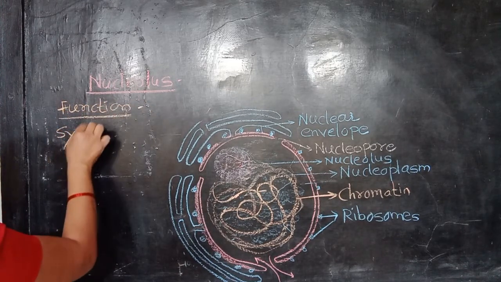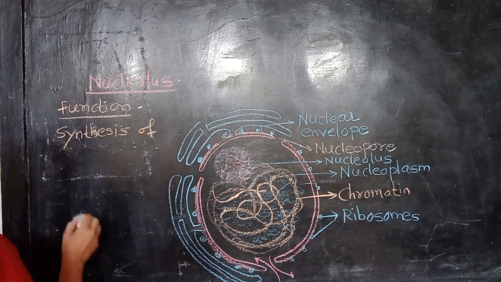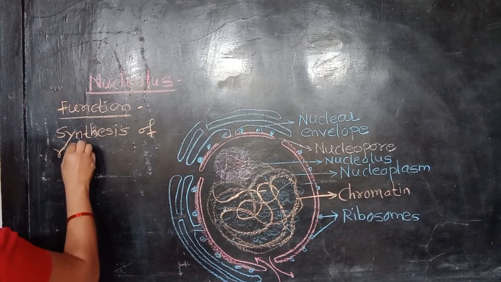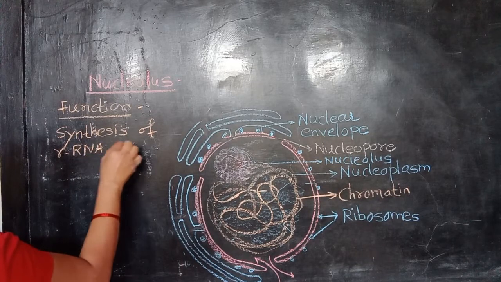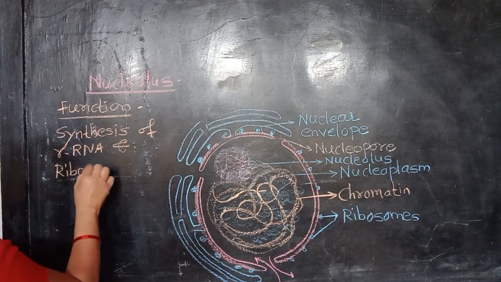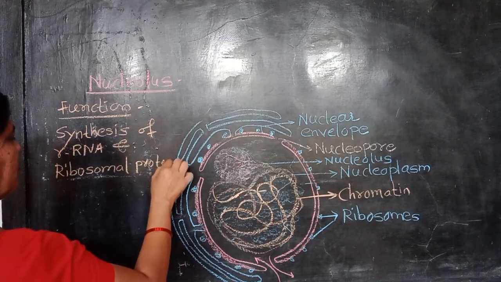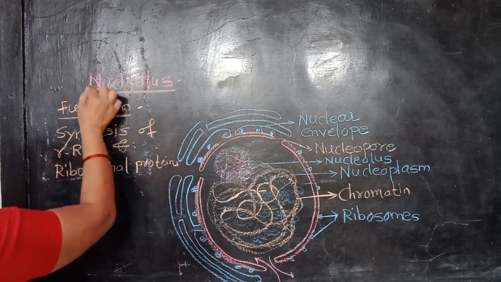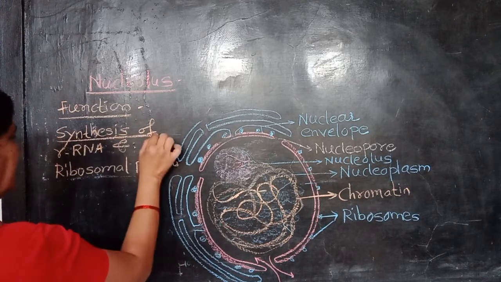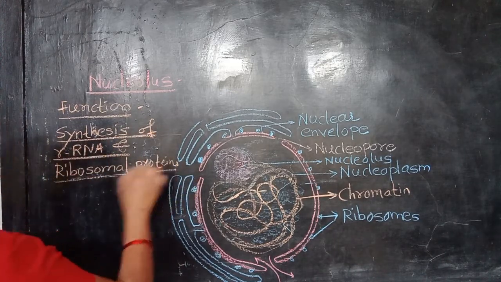Synthesis of RNA. Synthesis of rRNA, that is ribosomal RNA, and ribosomal proteins. So the function of the nucleolus is the synthesis of ribosomal RNA and ribosomal proteins.